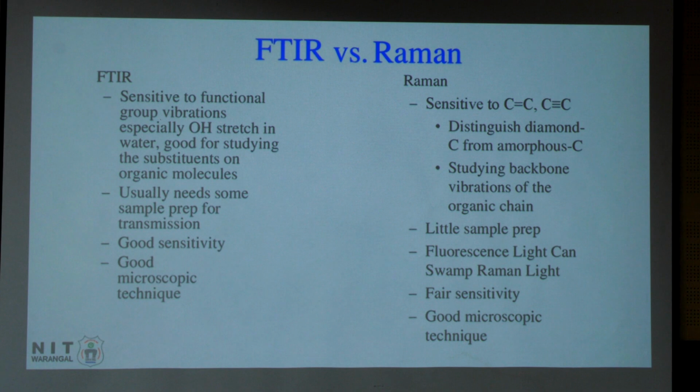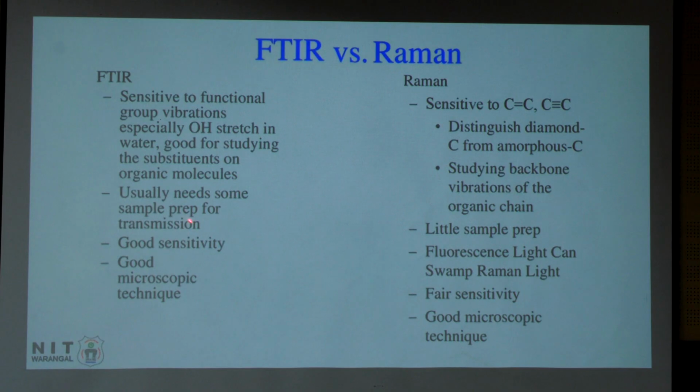And if you want to compare with Raman, because both are giving different types of bonds only, here you can see FTIR is more sensitive to functional groups, especially the OH stretch, which is available in water, good for studying constituents of organic molecules. Raman is more sensitive to C double bond O and C triple bond O only. So you can distinguish between diamond and amorphous carbon or graphite. If you want to distinguish the difference between carbon things, Raman spectroscopy is used, and for studying backbone vibrations of the organic chains, it is useful.